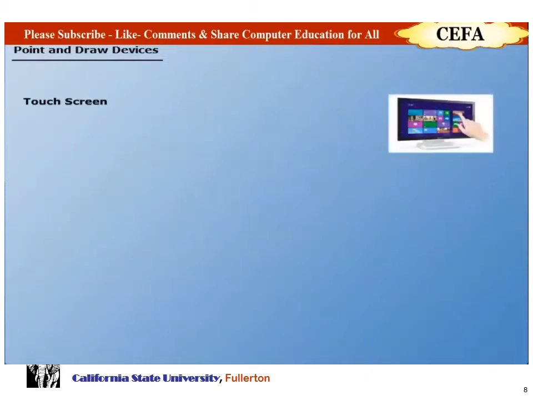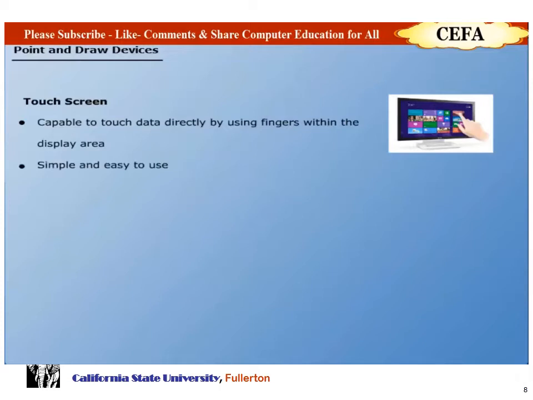Touch screen. Touch screen enables the user to touch the data directly by using fingers within the display area. Touch screen is very simple and easy to use. Currently, it is also used in mobile phones.